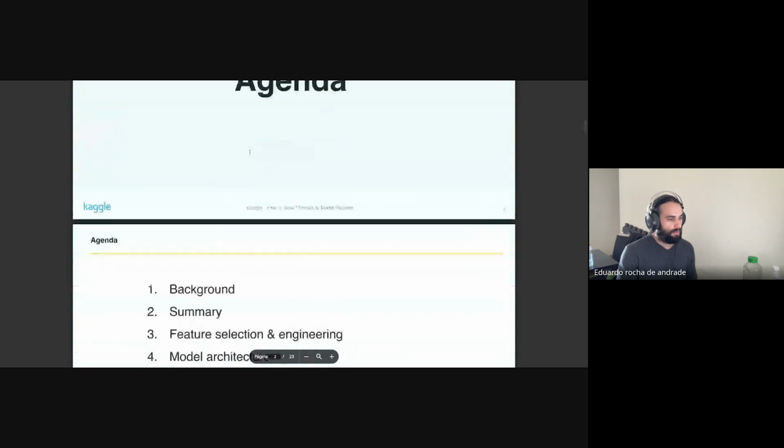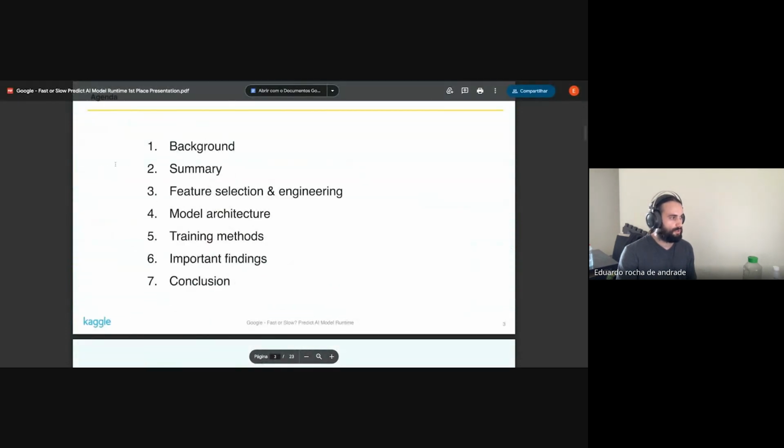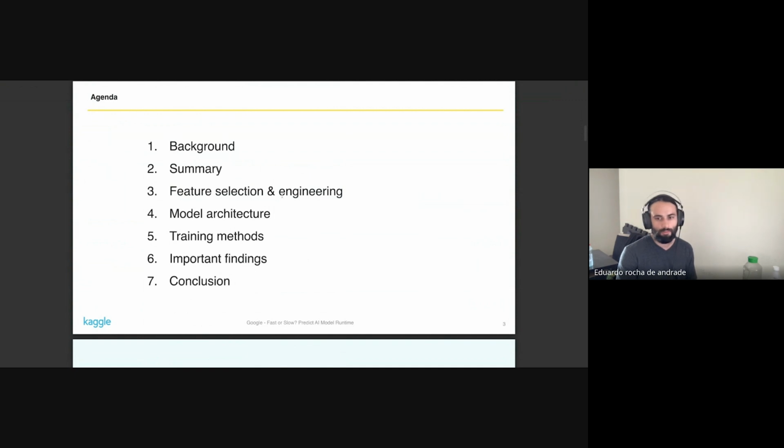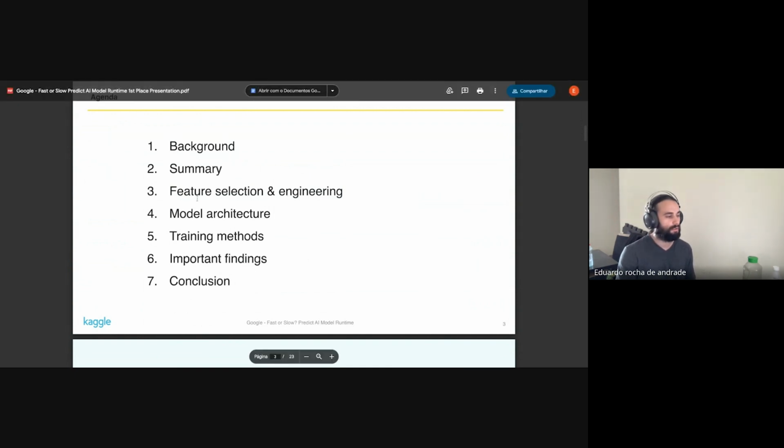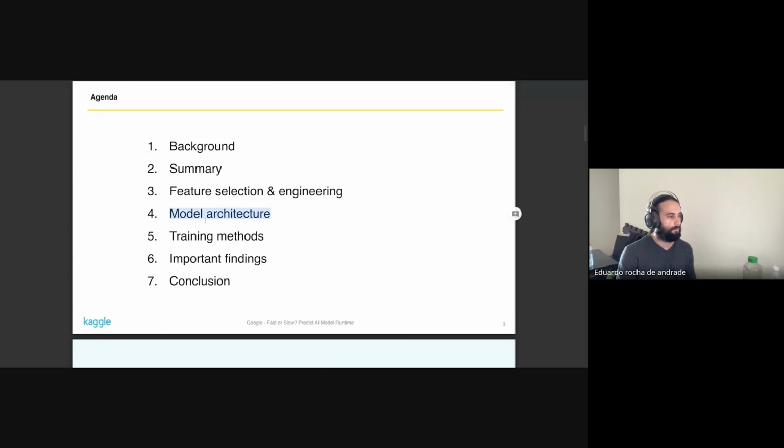So the agenda for our presentation is just a background, a summary, then talk about the features and the engineering steps that we took before starting to actually model the competition. Then the changes that we made in the model architecture that were key for us, and the training methods.